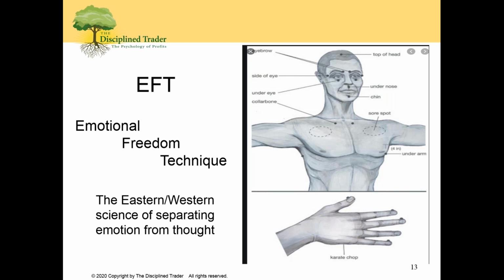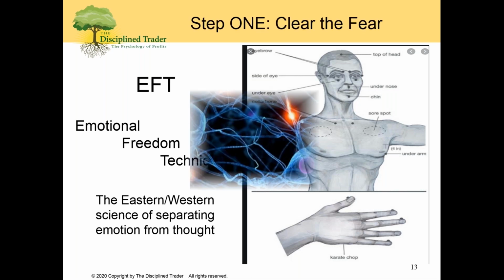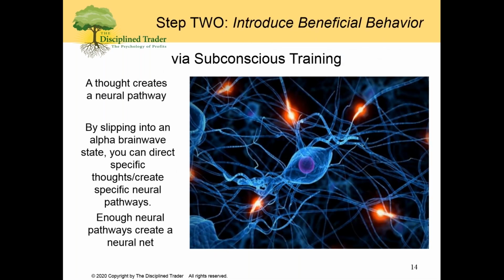Okay, so this is the first step. Again, the first step is clearing the issue that you're having with fear, and we do that through EFT. Okay, so that is the first step. The second step is introducing the beneficial behavior, and we do it through something that we're famous for over the years, and that's our subconscious trainings.